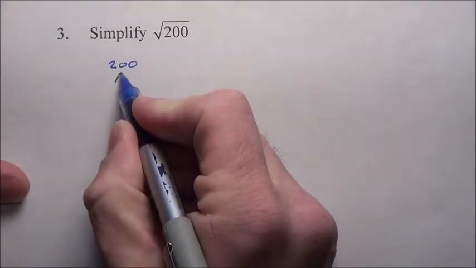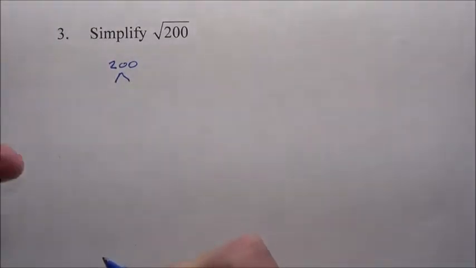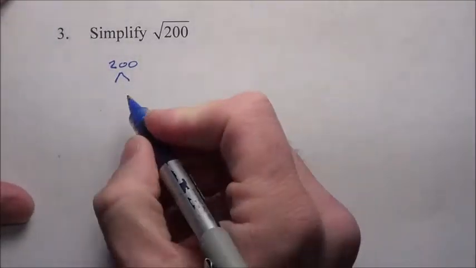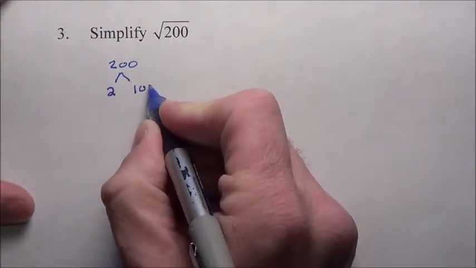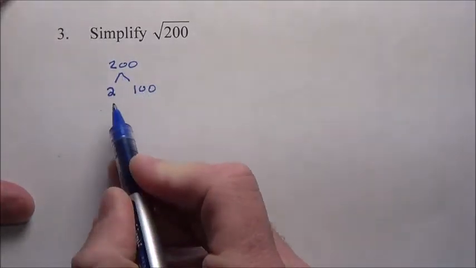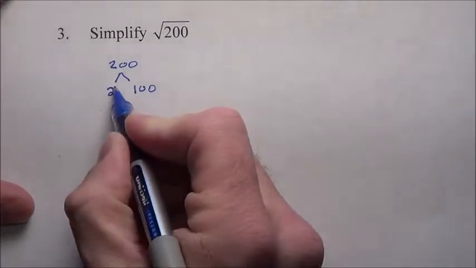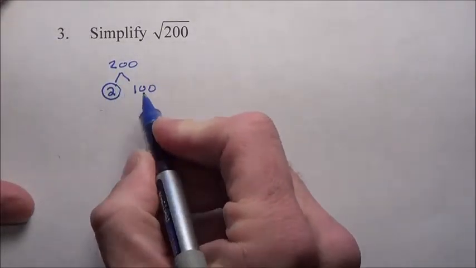We break 200 down into what two numbers multiplied together give us 200. Well, the most common you're probably going to see is 2 and 100. Okay, good. 2 times 100 gives me 200. Can 2 be broken down anymore? No, so it's prime, so I circle it.